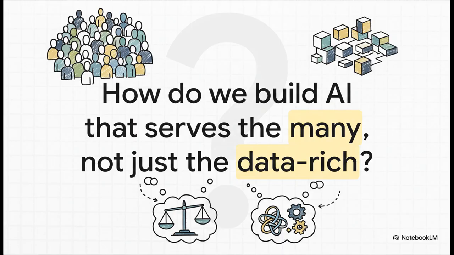So the really big question we're left with for everyone building and using this stuff is this. As AI gets better and better at learning, how do we make sure it's learning the things that reflect the true diversity of our world and not just the things we happen to have the most data for?